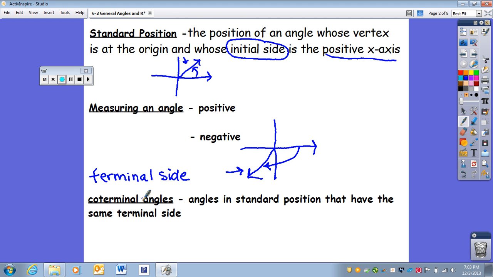Now, coterminal angles are angles that are in standard position, again having their initial side as the positive x-axis, and they have the same terminal side. For example, if we have two angles whose initial side again is the positive x-axis and the terminal side is over here, these two angles, this one being our positive and this one being our negative, would be coterminal because they share the same terminal side.